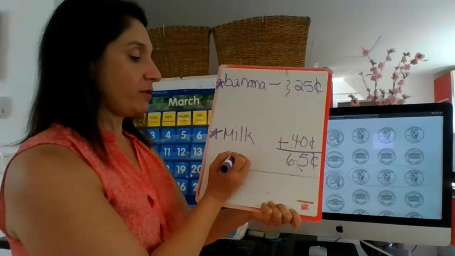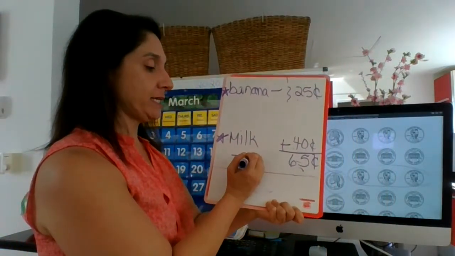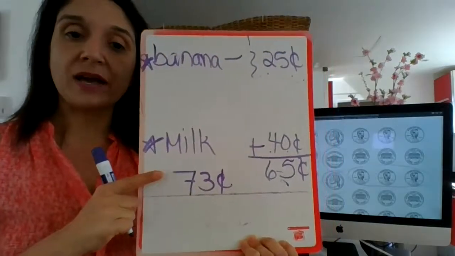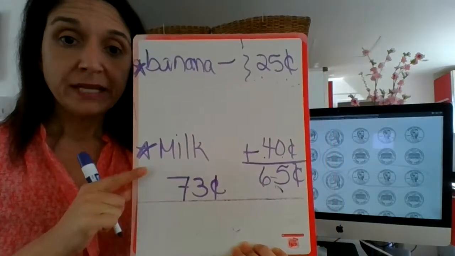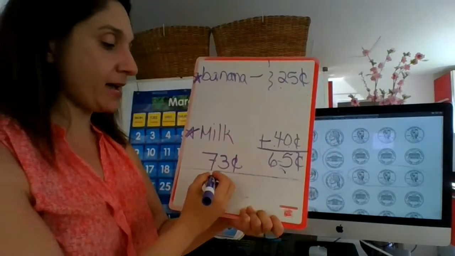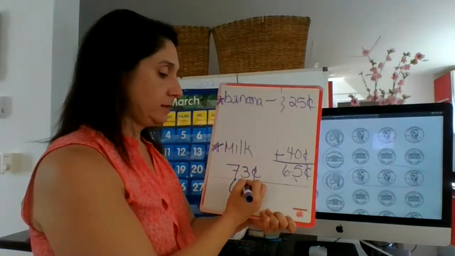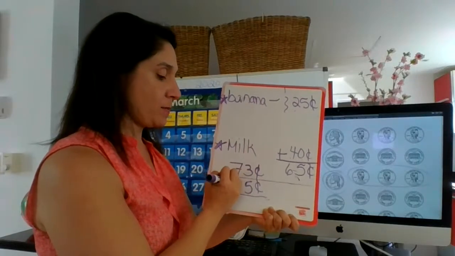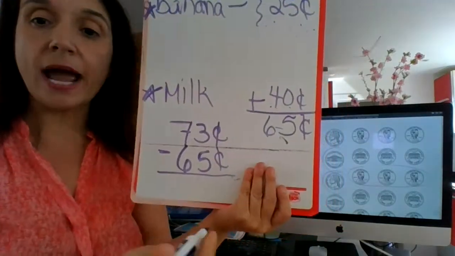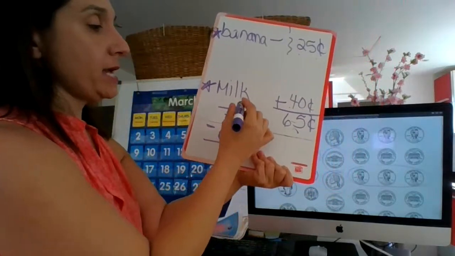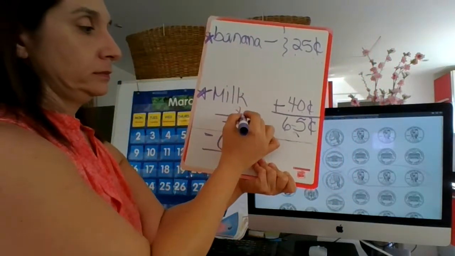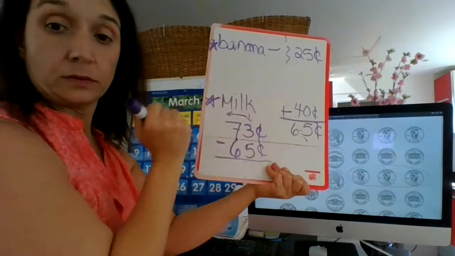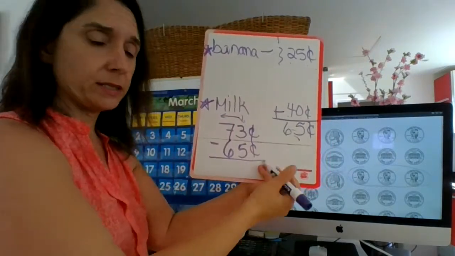So if I have 73 cents, right? And I'm going to buy the milk and the banana for 65 cents. Uh-oh, what do I do? Now remember, boys and girls, when we subtract, we start on the right and then we go left. Okay, we start in the ones.